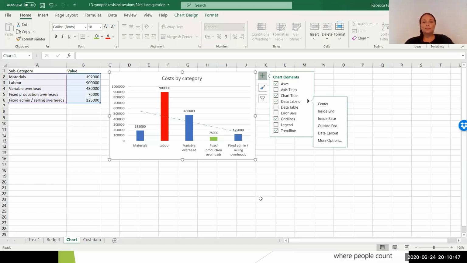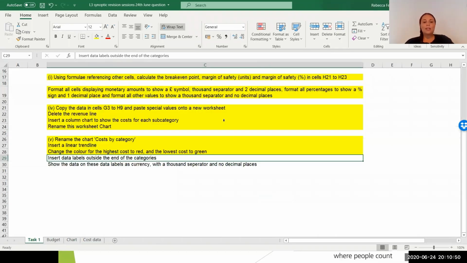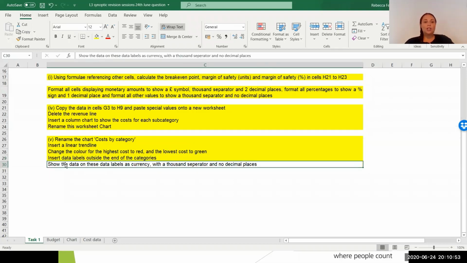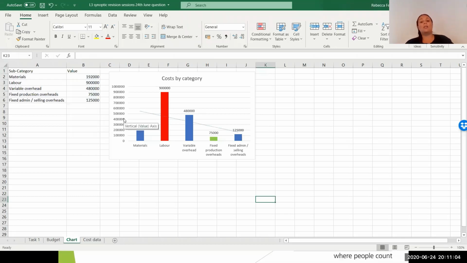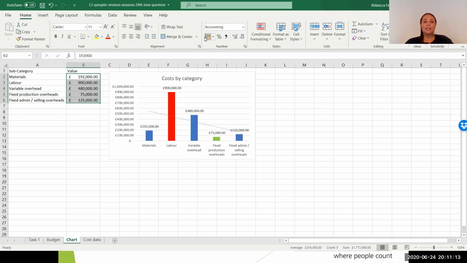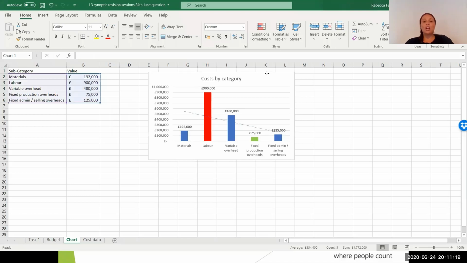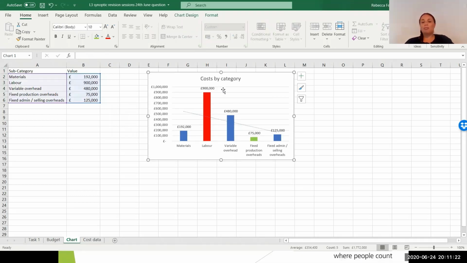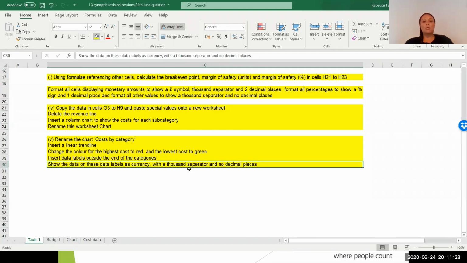So outside the end, I've now got my data labels and we've got one thing left to do. So show the data on these data labels as currency with a 1000 separator and no decimal places. So back on my chart, there's lots of different ways to do this again, like there is with most things in Excel. The easiest way to do it is just to highlight all of the values and make them currency and no decimal places like we do normally. And then we can see here that it's just changed it on my chart. So it now shows them as round numbers, but now as currency. And I've now fulfilled all of my requirements.